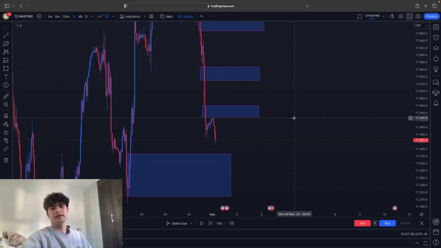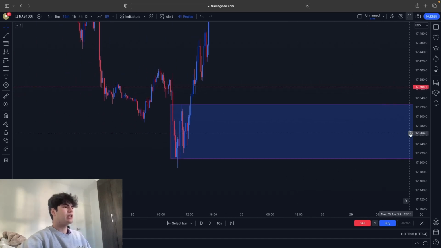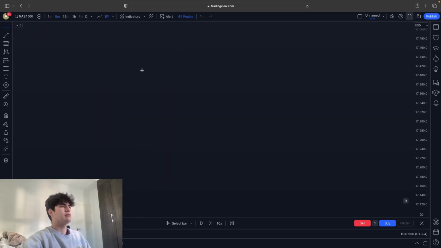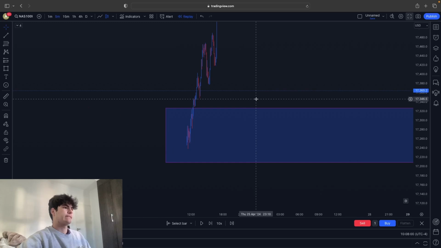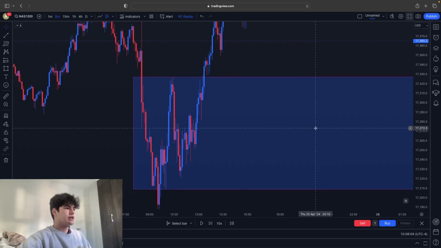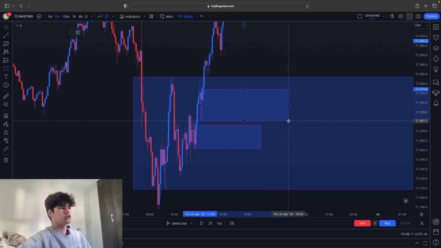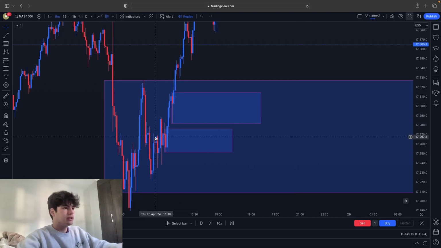So let's just try and scale this down to the 5-minute. So we are on the 15-minute now, and you can see that there's no high probability demand inside of the 1 hour demand. We're going to go to the 5-minute and see if there's a 5-minute demand. As we can see here, there is a few demands, but they're not high probability, so I'm not looking at them. We got a demand there, we got a demand there. So those are two low probability demands. I'm not looking at those. I'm only looking at high probability demands.